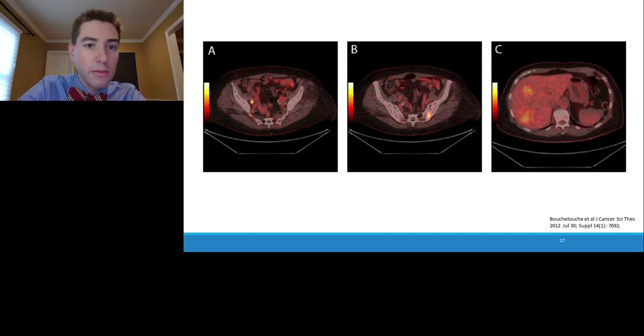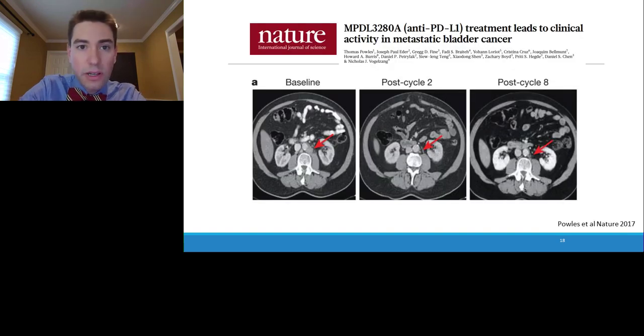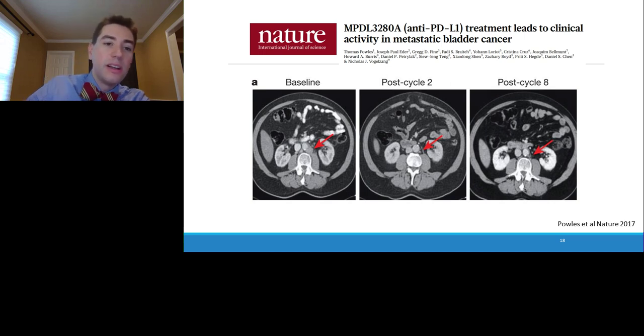The majority of breakthroughs in PD-1 and PD-L1 inhibition have occurred in the metastatic setting in urothelial cancer. So I will talk about that and some of the pivotal studies that have occurred. The first major study to come out was published in Nature, which was looking at the activity of, at the time called MPDL3280A, now known as atezolizumab, the anti-PD-L1 treatment in metastatic bladder cancer.